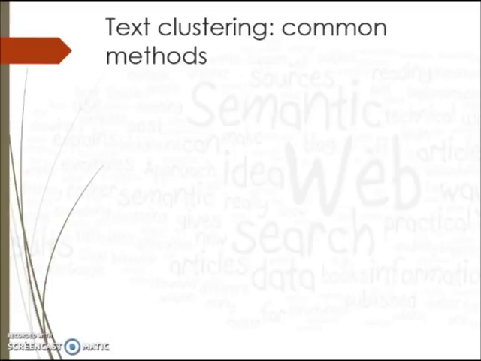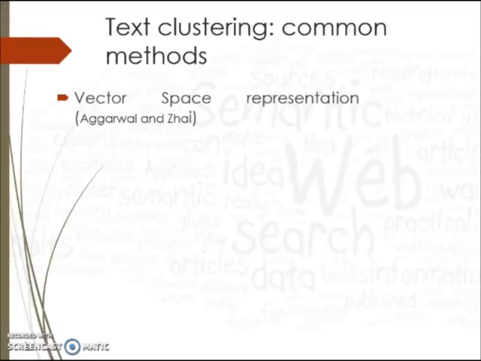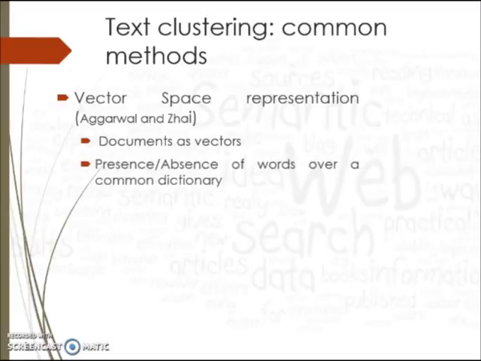Now, what are common methods used for text clustering? First, we start with the most common representation for text, which is the vector space representation. I recommend the book by Otazo, for example, for an introduction on these subjects. Documents are thought of as vectors, which are constructed based on the presence or absence of certain words over a common dictionary. We can also choose more informative words, with strategies such as TF-IDF, which are based on information methods.